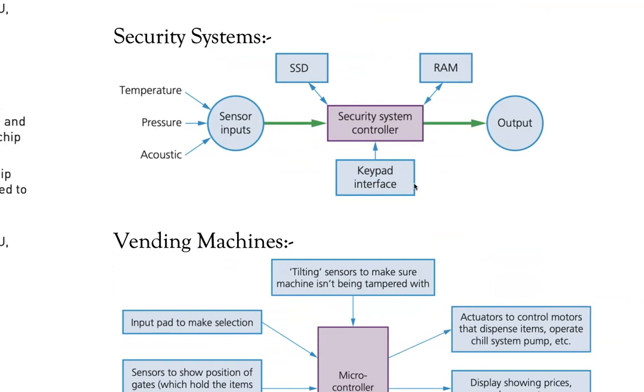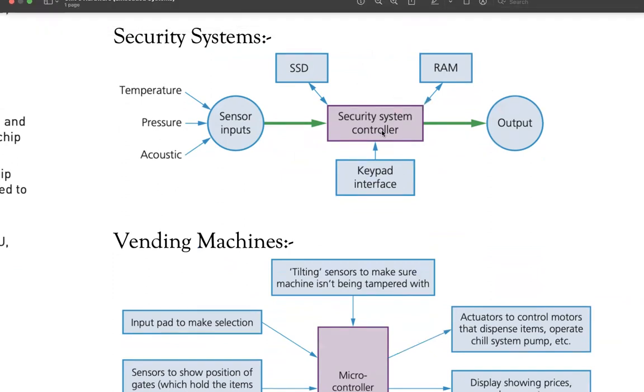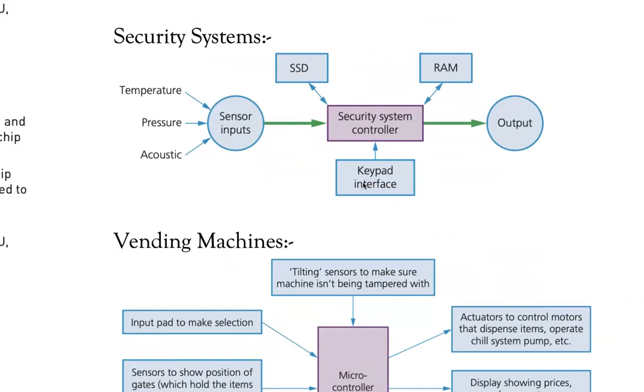So once you enter the security log, the security system becomes active, and any intruder that enters the system will be stopped right then and there. The output is in some sort of sirens and alarms and lights and stuff like that; the security system produces that. It is a very good example of that.